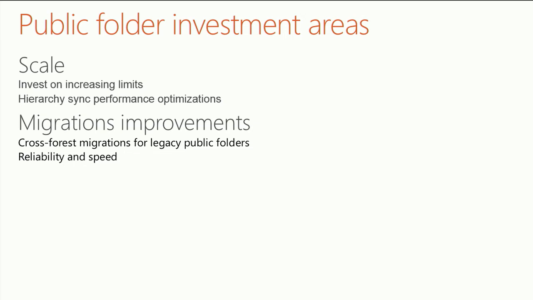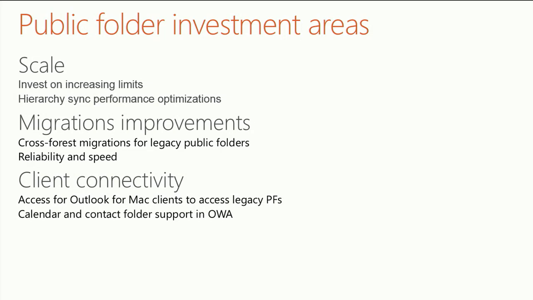There are migration improvements coming. Cross-forest is something a lot of you have asked for, so we're working on that. There is client connectivity. So Outlook for Mac is, again, a very popular customer ask, and that is something we're absolutely investing in. And there's other areas. So within service, we are working on the auto-split infrastructure. And so we want to make sure that as the mailboxes grow, we optimally split the mailboxes.